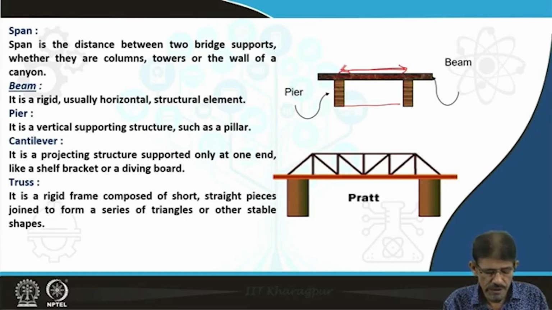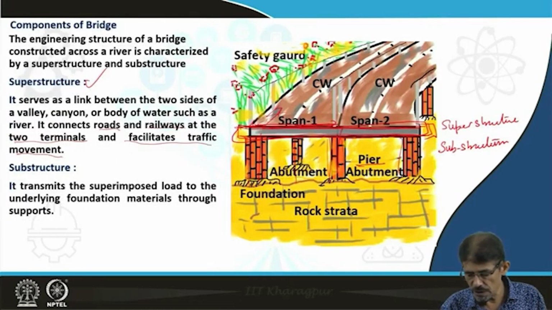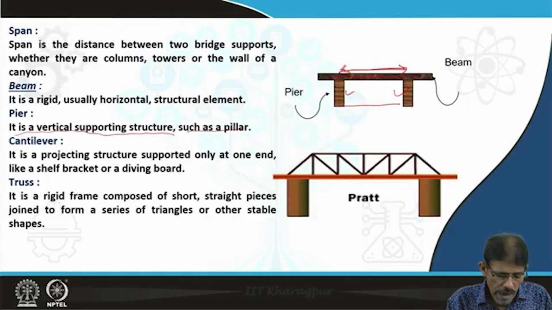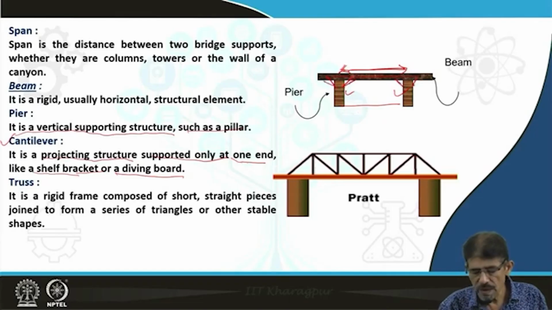Then piers: a vertically supporting structure such as pillars and others. You can see these are the piers. In this also you can see these are the piers. Cantilever structure: it is a projecting structure supported only at one end, like a shelf, brackets, or diving board. Here we put some support that is utilized as a cantilever, providing additional support to the beam structure.